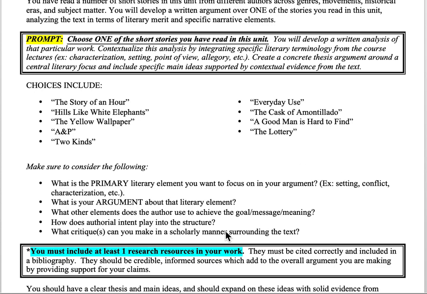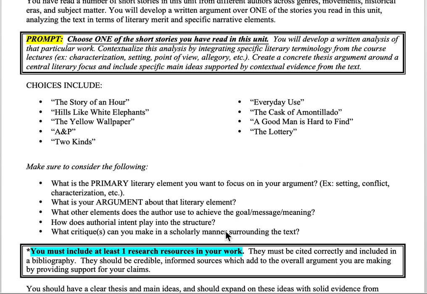You can't just say that setting is important in the Cask of Amontillado. That's not an argument. That's an obvious statement. Remember, in your thesis, you are extending an argument to your audience about a particular aspect of a text. So if I wanted to talk about, say, Hills Like White Elephants, I might say that the conflict of man versus man is prevalent within the story, and it illustrates a post-war reality that young Americans were not prepared for.